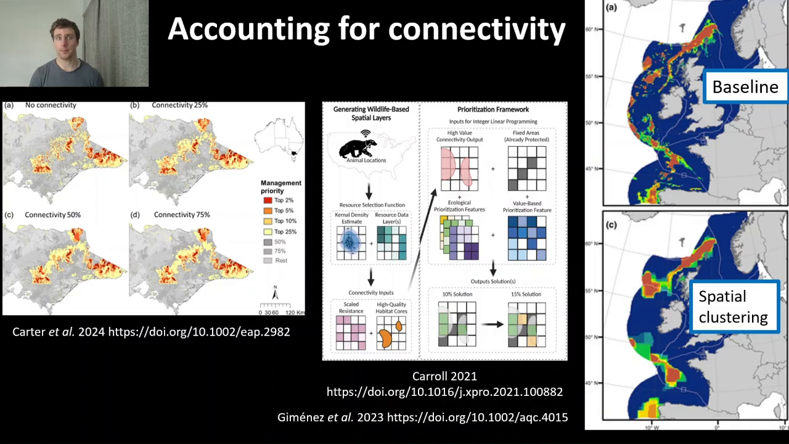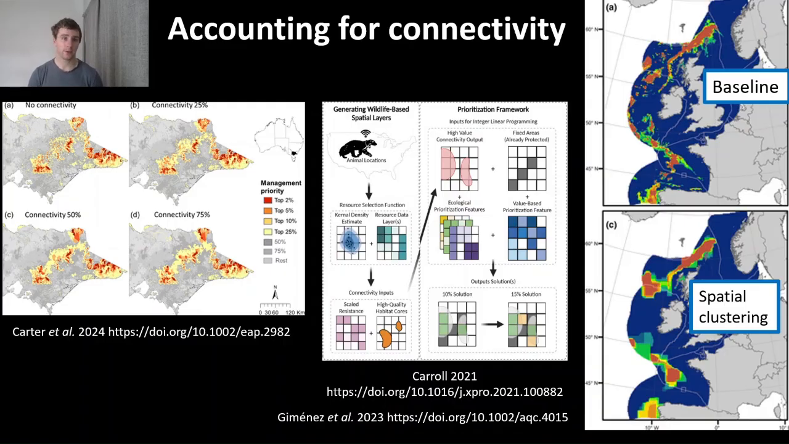So that's the idea that you could create a heat map where each different grid cell corresponds to how difficult it is for animals to move through it, and then you would want to prioritize places that have low resistance values because it's easier for individuals to move through those places, and you'd want to spatially cluster those together.